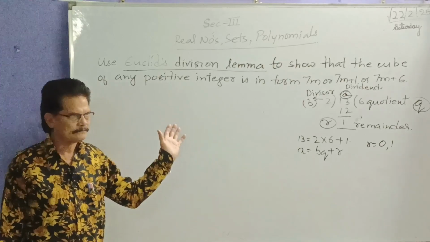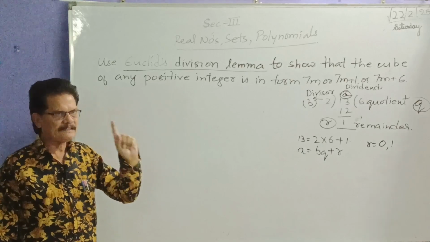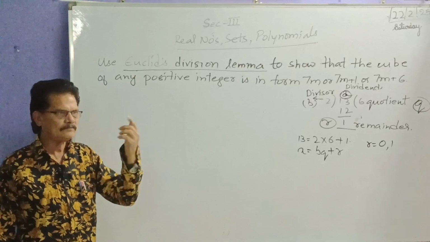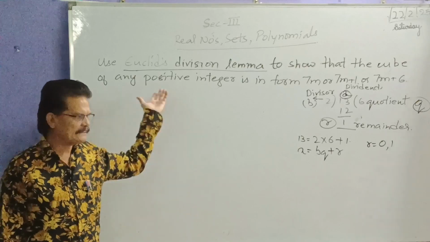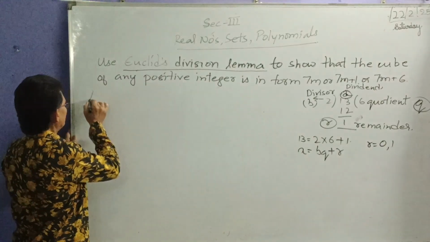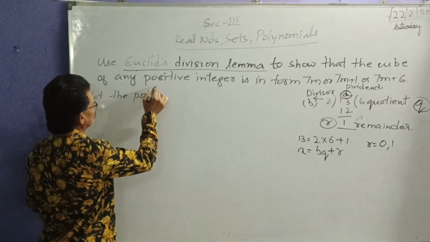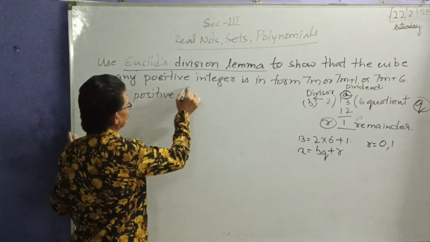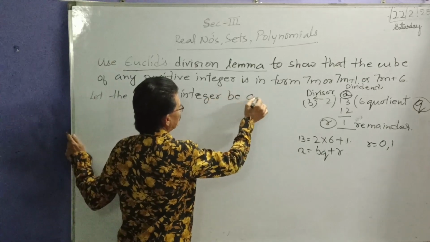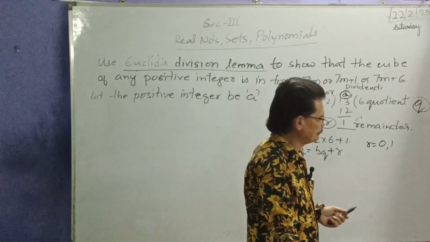Come on, we'll go forward. We know b. b is 7. And r is 0, 1, 2, 3. Now we shall start off. Let the positive integer be a.